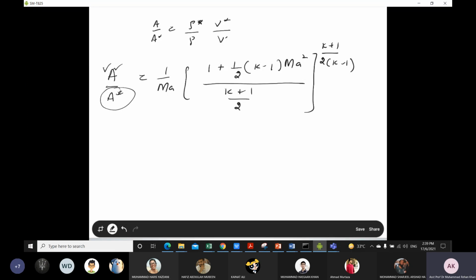We will try to develop another equation for the mass flow rate as well. So you can note it down and then I will move towards the next part.